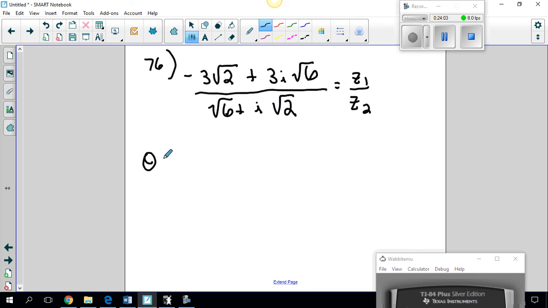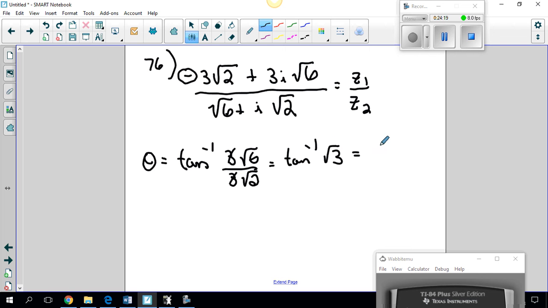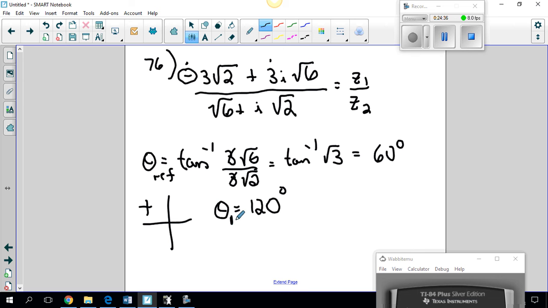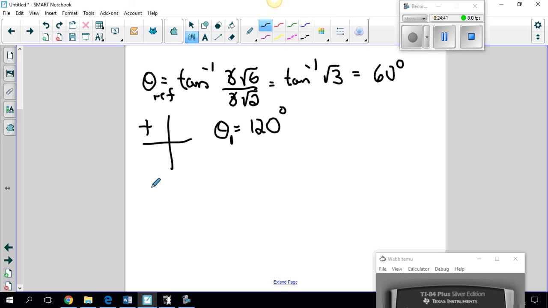So theta is inverse tangent of the y value over the x value, and don't use that stupid negative. It's inverse tangent of the square root of 3, which is 60 degrees, and that's a reference angle, but x is negative, y is positive, you're in the second, so theta is really 120, and you're feeling happy about that. We'll call that theta 1. Now the magnitude's easy, so let's not worry about that.